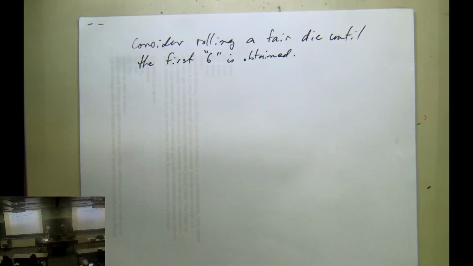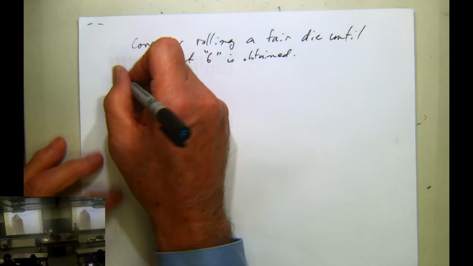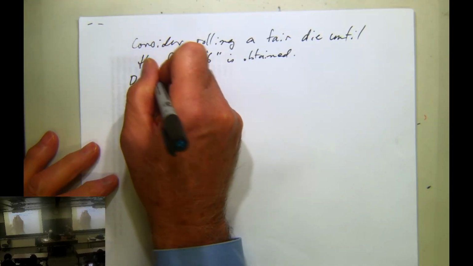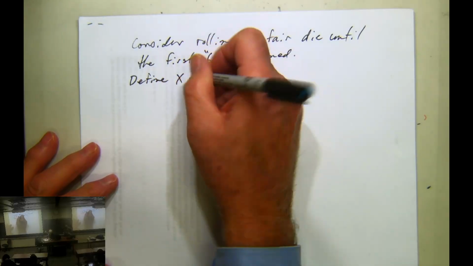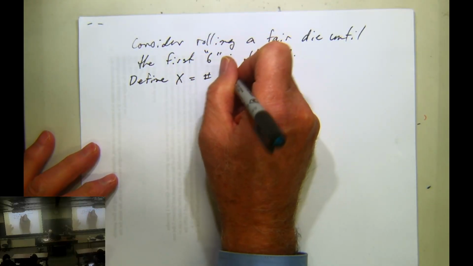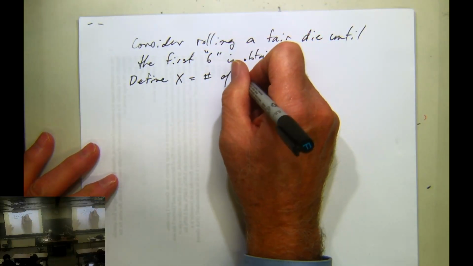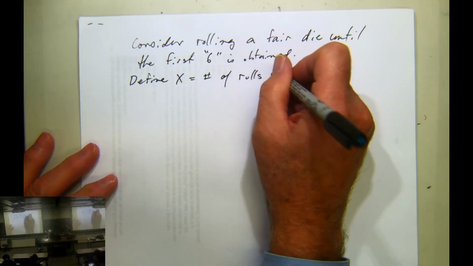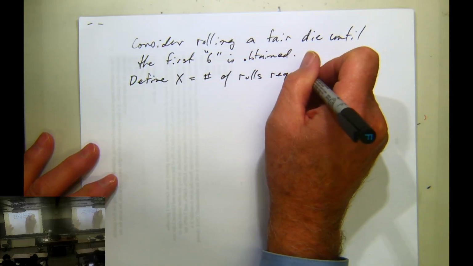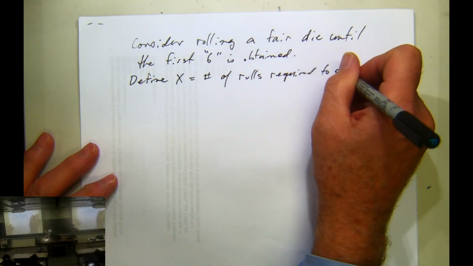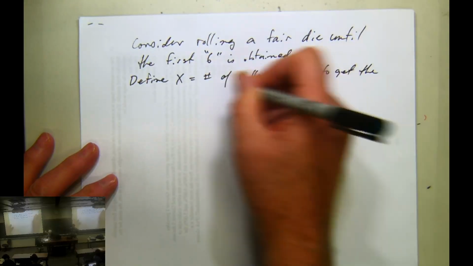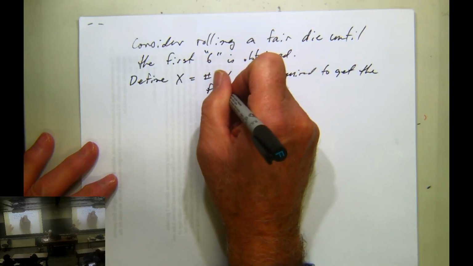So just consider rolling a fair die until a 6 is obtained. What I want to do is define x, the number of rolls required to get the first 6.